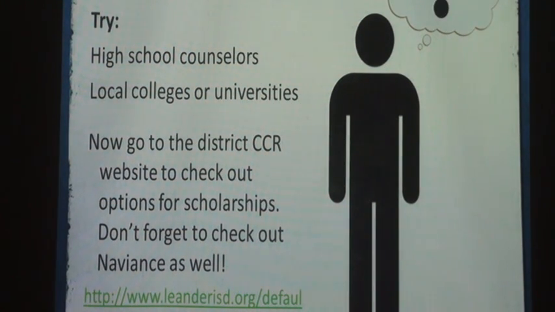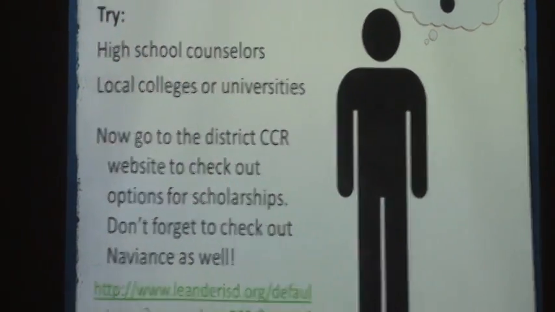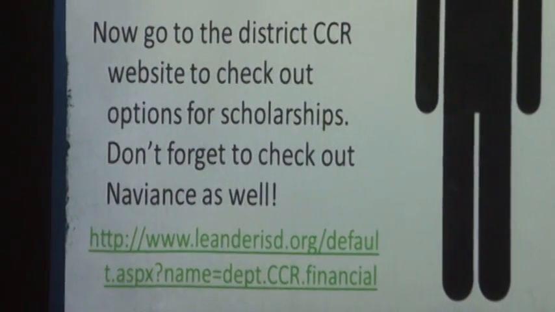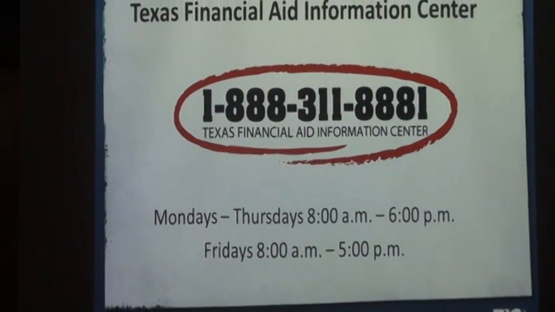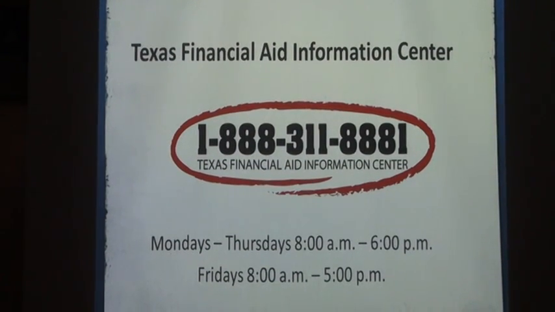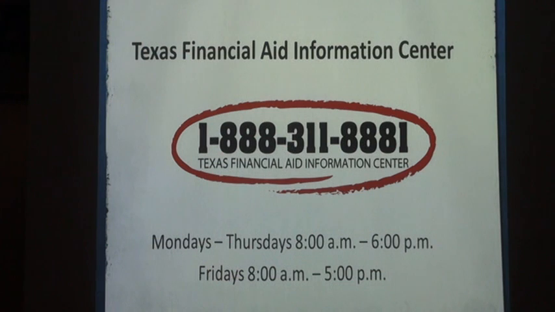All right, need more information? Obviously talk to your counselors, local colleges or universities. Now go to the district CCR website to check out options for scholarships. Don't forget to check out Naviance as well. I'm sure you guys have heard of that. If you haven't, there's the link. And again, I will put this whole PowerPoint on my website. No reason for you not to use it. There's the phone number for the Texas Financial Aid Information Center, 1-888-311-8881. They are in the office Mondays through Thursdays, 8 a.m. to 6 p.m. and Fridays from 8 a.m. to 5 p.m. Again, use all of this information to your advantage.